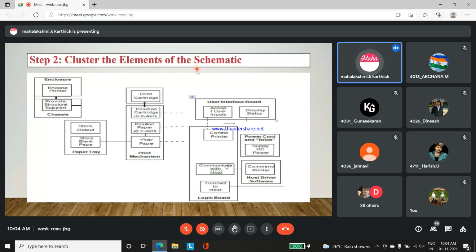Step 2 process, very simple: clustering the elements of the schematic. This I have already discussed, but as there has been a long gap in these days, I am just recapping the session.